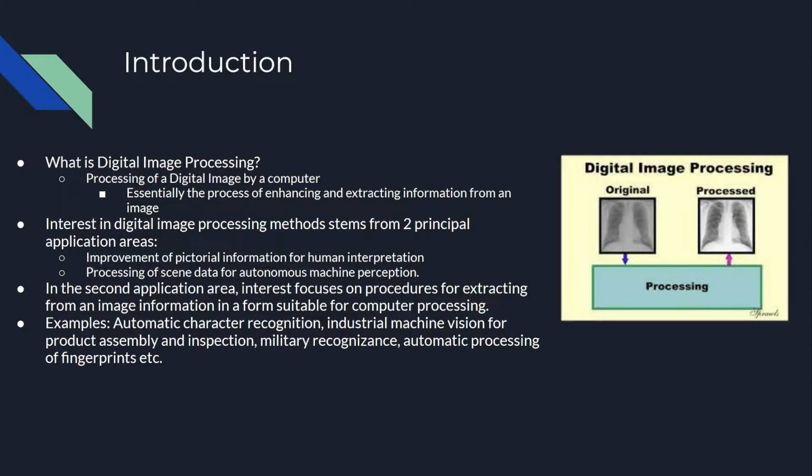Interest in digital image processing stems from two principal application areas: the improvement of pictorial information for human interpretation, as well as processing of scene data for autonomous machine perception. In the latter application, interest focuses on procedures for extracting from an image information in a form suitable for computer processing. Essentially, this means trying to make computers see, so they can recognize certain elements in the picture they are analyzing. Examples include automatic character recognition, industrial machine vision for product assembly and inspection, military reconnaissance, automatic processing of fingerprints, and so on.